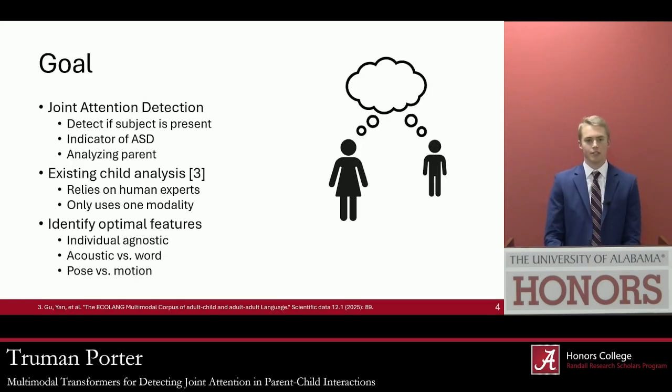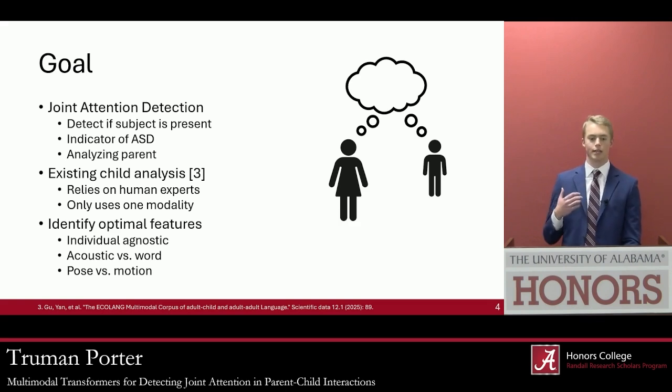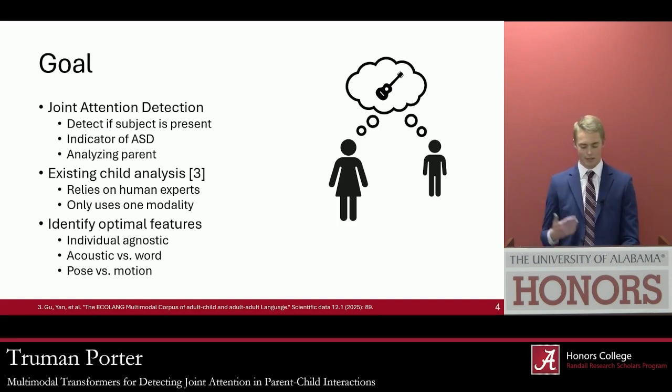The goal of this project is specifically to analyze joint attention. Joint attention is an aspect of theory of mind. It's the idea that you can communicate about something that isn't actually present and share an idea of it. For example, if a parent wanted to tell their child about what a guitar is, they could use words to describe it, and the child would know what they were talking about without ever seeing the guitar.